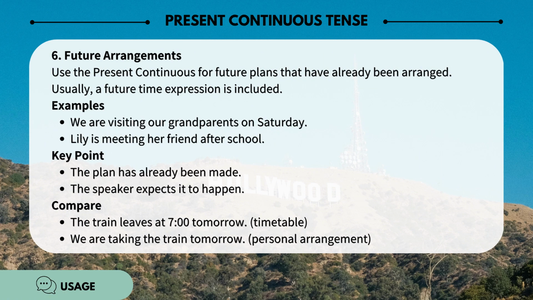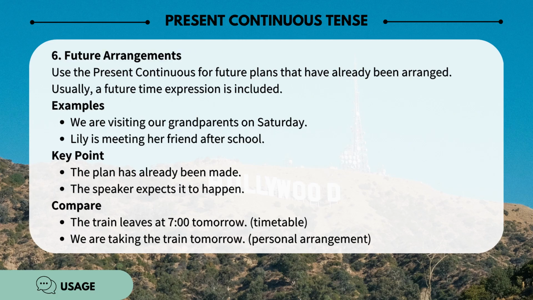6. Future arrangements. Many students are surprised to learn that the present continuous can also talk about the future. But only when the plan has already been arranged. Look at this example. We are visiting our grandparents on Saturday. This isn't just an idea. The plan has already been made. Maybe we've already bought train tickets or talked to our grandparents.